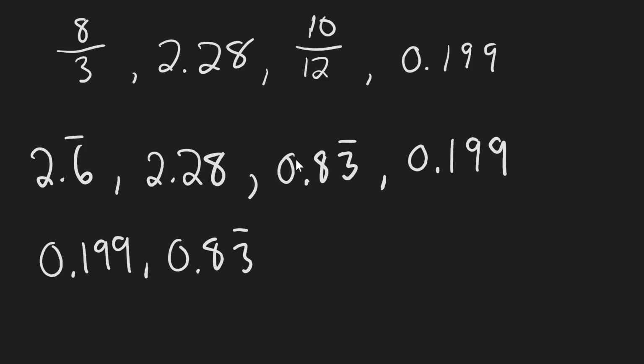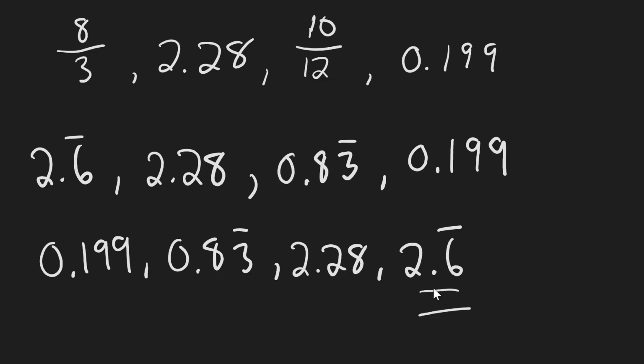And then we go to these two numbers. These both start with 2. In the tenths place, this one is 2 and this one is 6. And so 2.28 is the next biggest, and finally 2.6 is the biggest. Now we've organized these from least to greatest. It's easy to see that 2.6 is the greatest value. And we said that 2.6 is the same as 8/3. And so 8/3 is the greatest number.